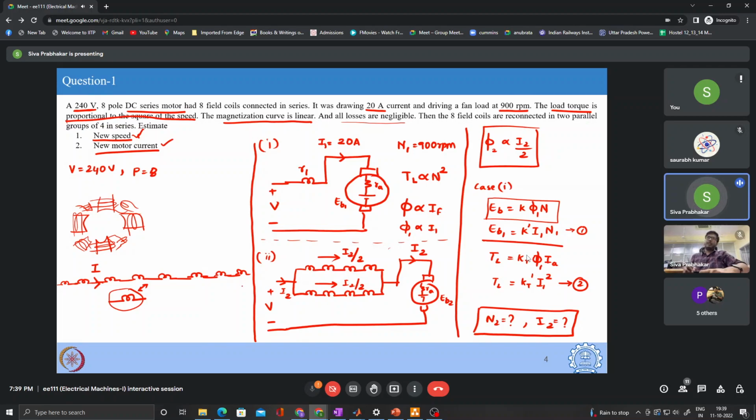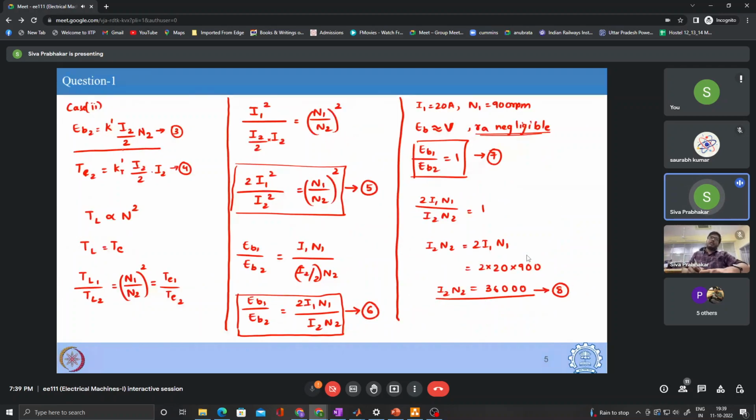So now we need to find the new speed and new current for this particular new combination of the field resistance. So I am taking the different values of that back EMF equation. I am simply using the same equation, that is K phi into Ia. And since the magnetizing curve is given to you as a linear one, we can take the condition that the flux is proportional to I, whatever the field current is passing through the field winding. So here the new field current is I by 2. So EB will be proportional to I by 2 into N2, that is the new field current into N2.